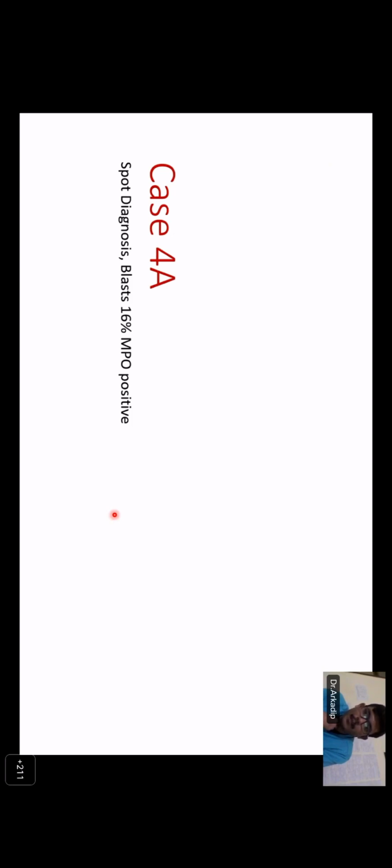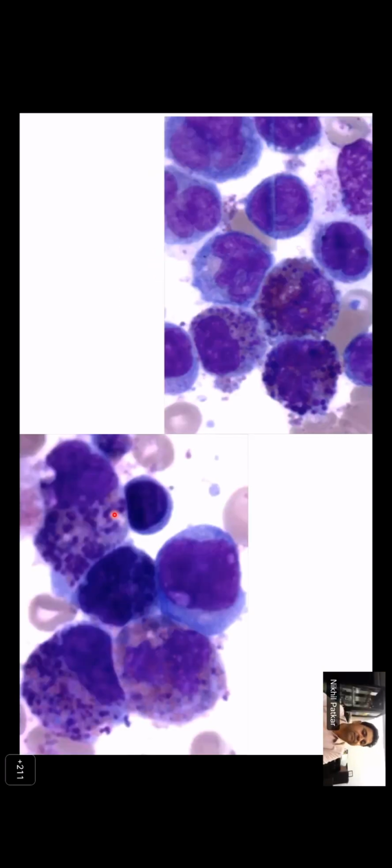Okay, this is a spot case. It's a cousin of that case. 16% blasts, MPO positive. What do you think is happening? I think there is some abnormal eosinophil with bluish purple granules. So what cell is this? Let's go into it step by step. What cell do you think this is? This is a blast with a high N:C ratio and prominent nucleoli. Very good. So it's a blast.